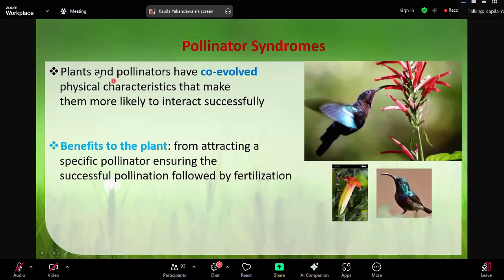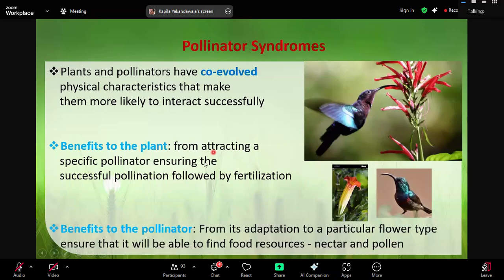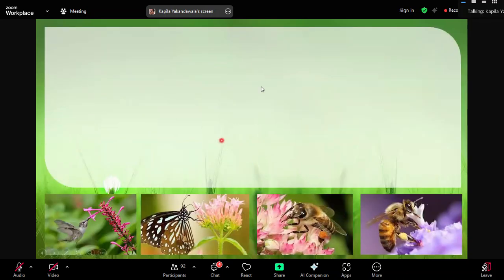Right? So plants and pollinators are co-evolved for certain physical characters. So they can interact in a very positive manner. So it is a mutually beneficial thing for the plant as well as for the pollinator. Those are pollinator syndromes.